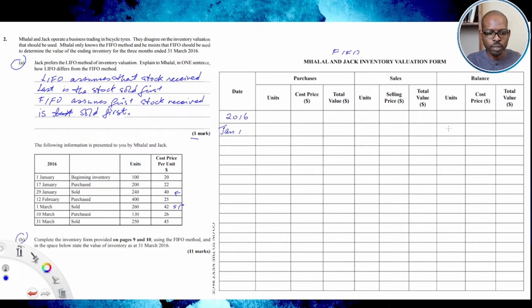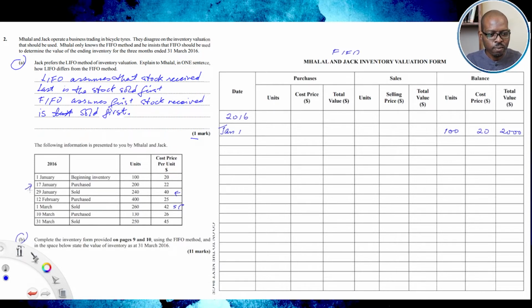So let's put the quantities here, 100. And the cost price for this is $20. The total value would be 100 units multiplied by 20. And that will give us our total value in this column, which is 2,000. We do not have to put the dollar sign next to 2,000 because it's indicated at the top of the column. All right, so that was January 1st.